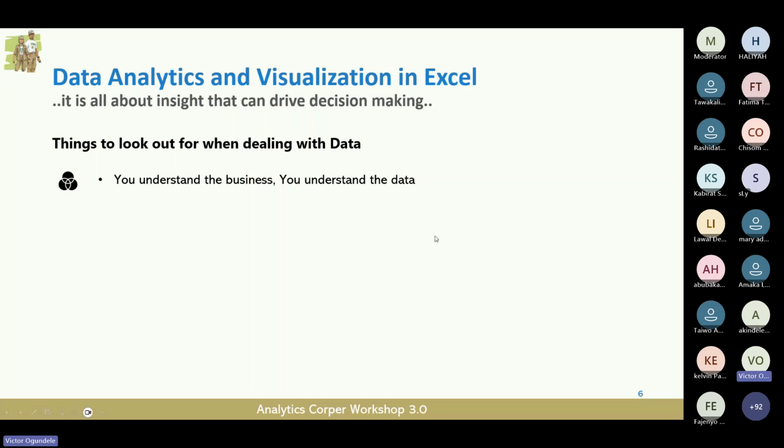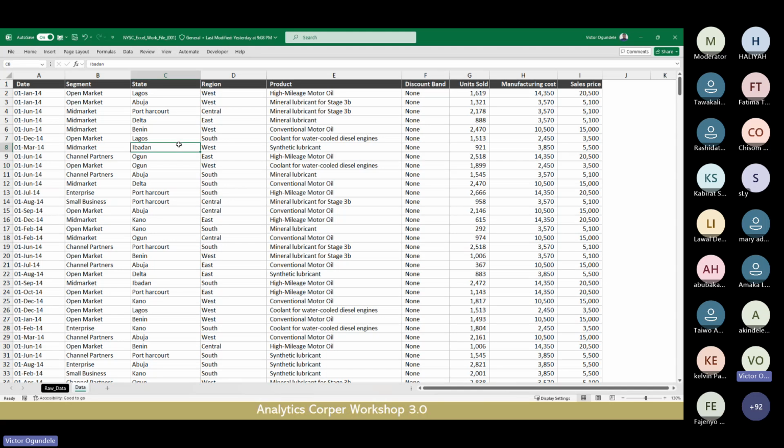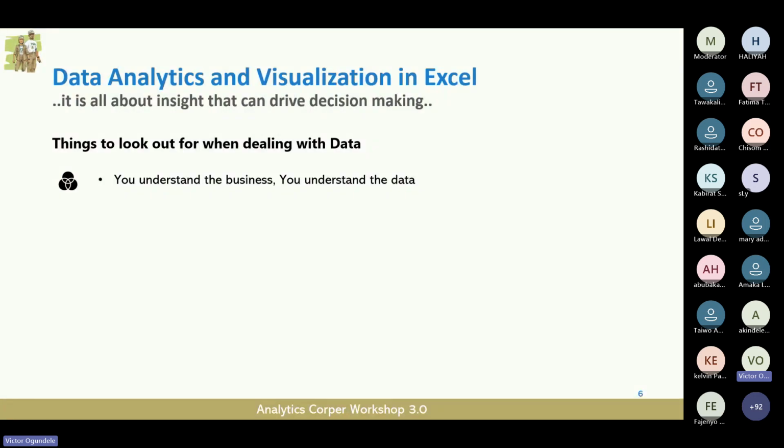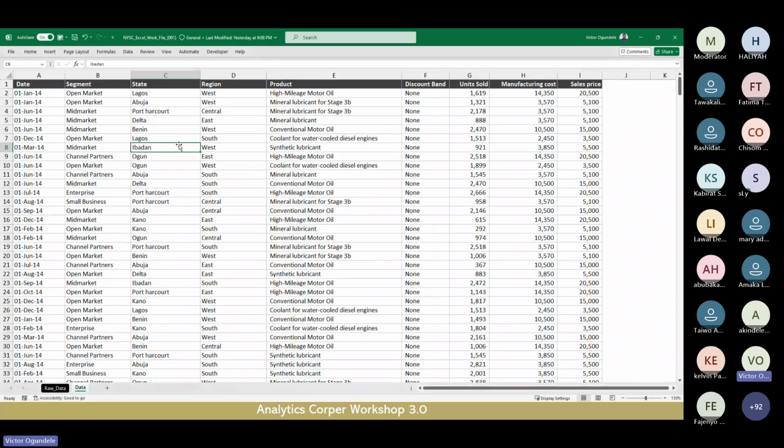Now, let's go back to this data. You can look at it from my own screen. If you want to also look at it on your own screen, that's fine. Let's look at this data. As I said, the first thing is understand the business. If you understand the business, you will understand the data. Now, let's just scan through this data. So we have different column headers: date, segment, state, region, product, discount band, unit sold, manufacturing cost, sales price.